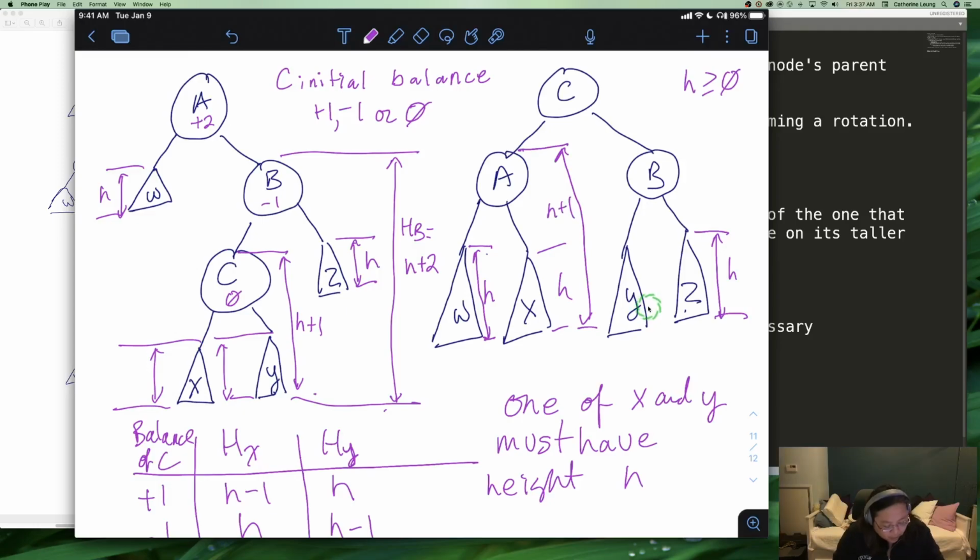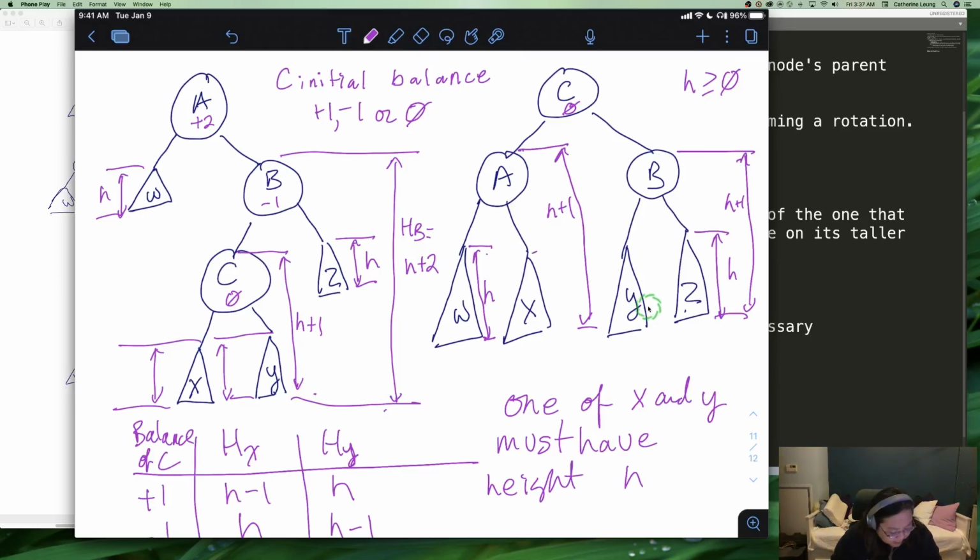Now, what if it wasn't h? What if it was h minus 1? Well, that's okay, because W is already holding up the A tree to a height of h plus 1, right? So we didn't need X. We only needed W to be h tall. Similarly, what we know about B's height is that no matter what X and Y are, the height of B is going to be h plus 1. So what this means is that we can be certain that the balance at C when we're all done will definitely be 0.